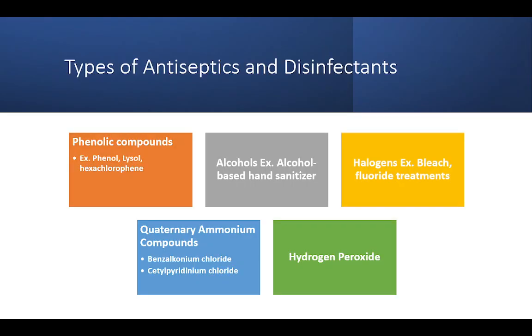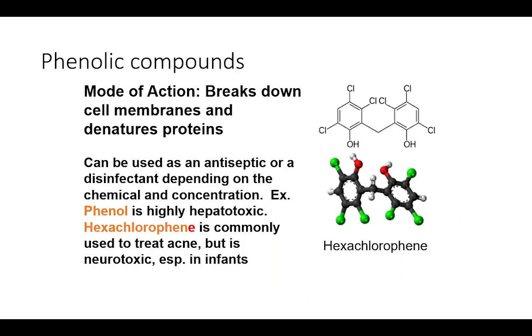So different types. There's general categories. Again, it's not a complete list of categories, but it's the major common ones. Phenolic compounds, we'll talk about a couple of these. It includes things like Lysol. Alcohols, halogens, quaternary ammonia compounds, and hydrogen peroxide, which is its own little category on its own. Phenolic compounds, same kind of mode of action. Breaks down cell membranes, denatures proteins. It can be used as an antiseptic or disinfectant depending on concentration and which chemical you're using.